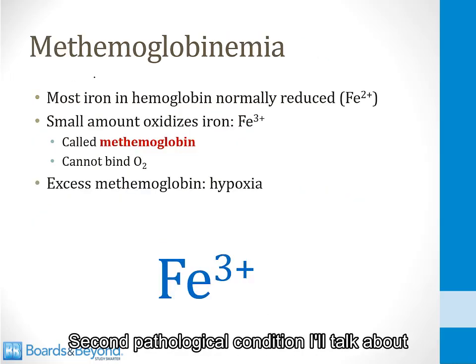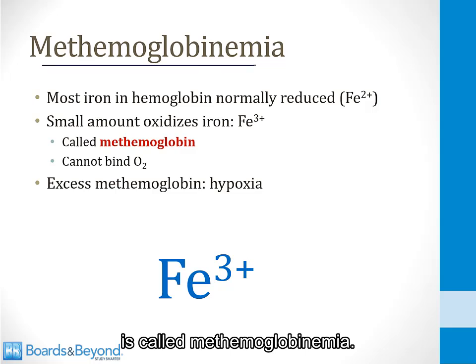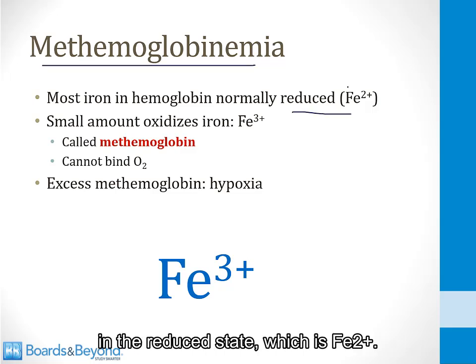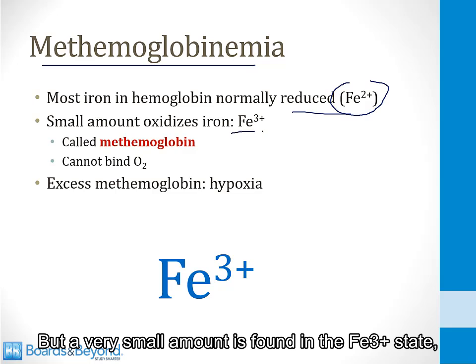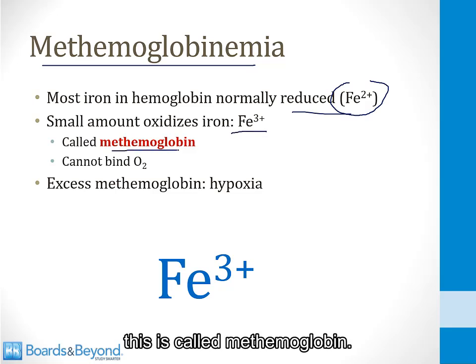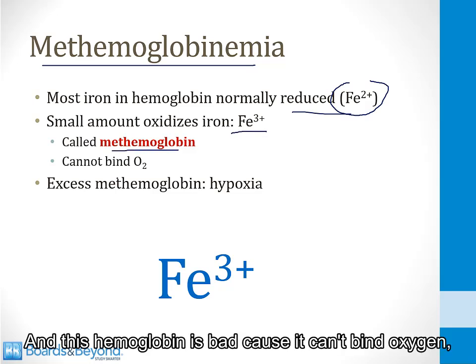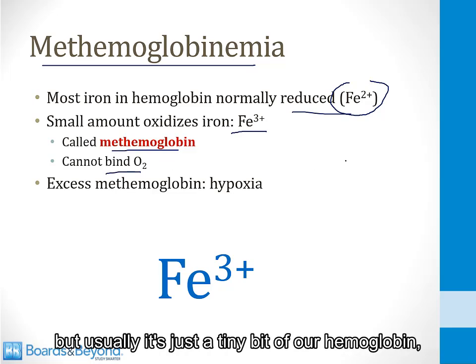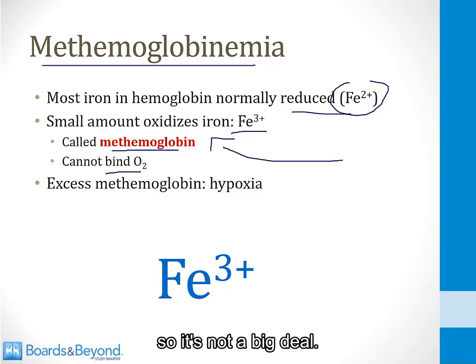The second pathological condition I'll talk about is called methemoglobinemia. So most iron in hemoglobin is normally in the reduced state, which is Fe2+. But a very small amount is found in the Fe3+ state. This is called methemoglobin. And this hemoglobin is bad because it can't bind oxygen, but usually it's just a tiny bit of our hemoglobin, so it's not a big deal.